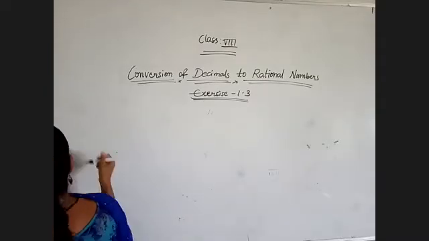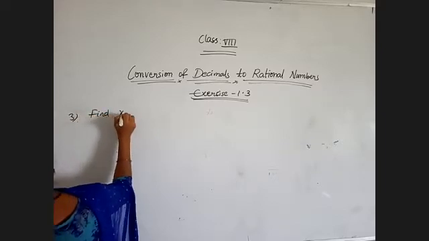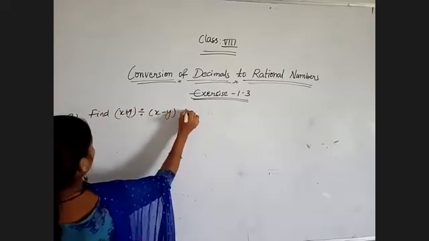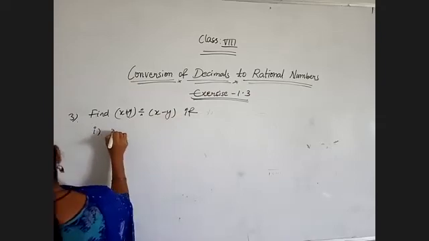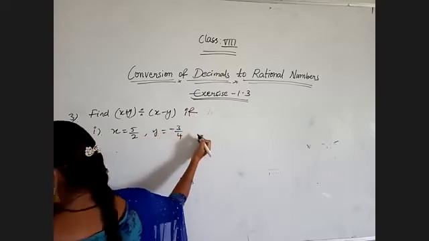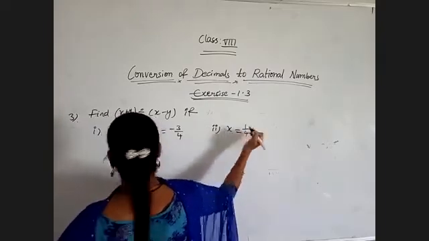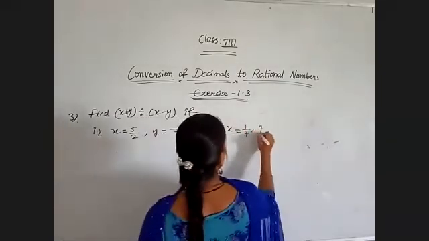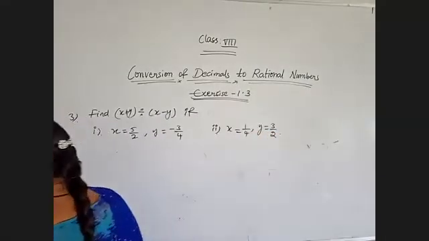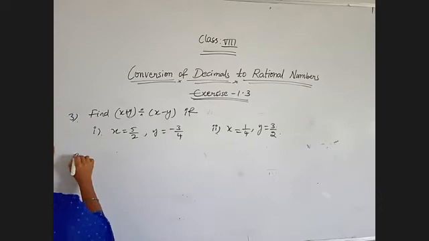Next, one more example, the third problem. Find x plus y divided by x minus y. The first question is x is equal to 5 by 2, y is equal to minus 3 by 4. And the second question is x is equal to 1 by 4, y is equal to 3 by 2. So these are the two questions given. Now observe the first problem.